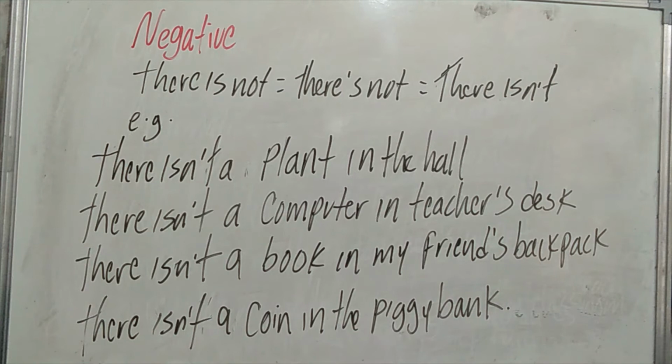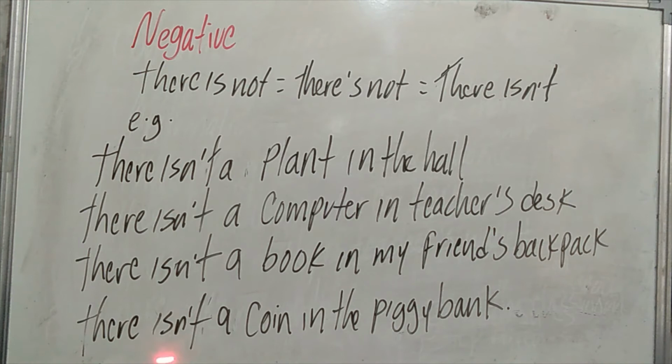Ok, for example, here we have four more examples. What is it that is the same one, right? Just we need to add the kind of complement for this one. For example, we said there isn't a plant in the hall. There isn't a computer in teacher's desk. There isn't a book in my friend's backpack. There isn't a coin in the piggy bank.